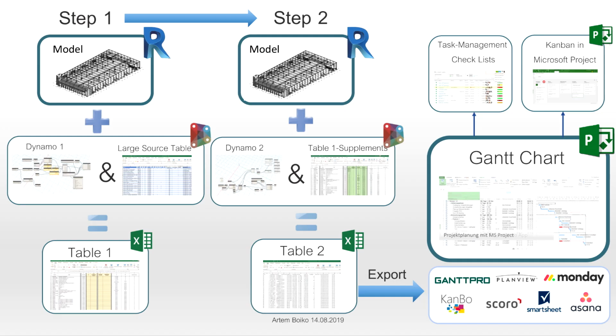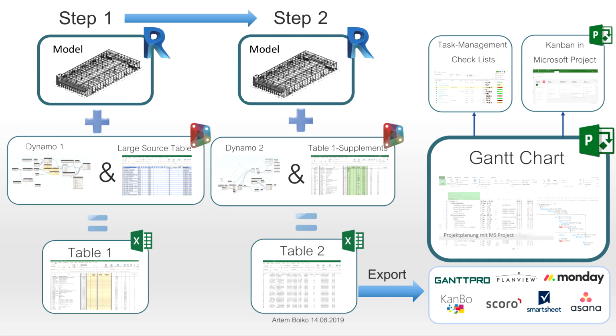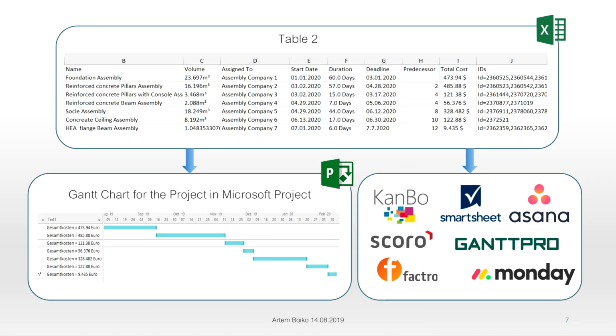So let's go over the main points one more time. We go through our model with the big source table and obtain table 1, on which we made some modifications. When we started the second script, we went through the model with the modified table 1 and obtained the resulting table, which in our example we exported to Microsoft Project.